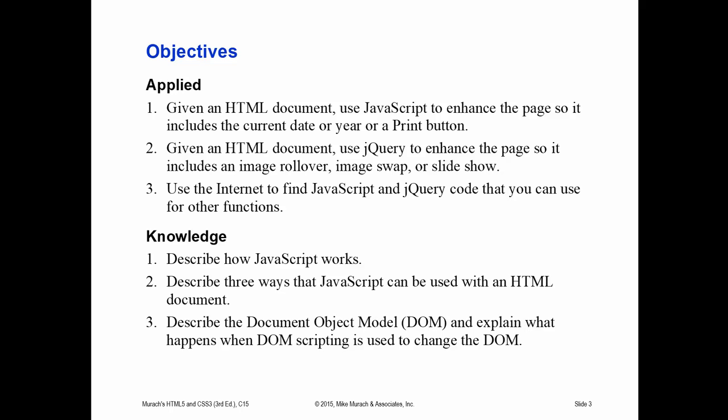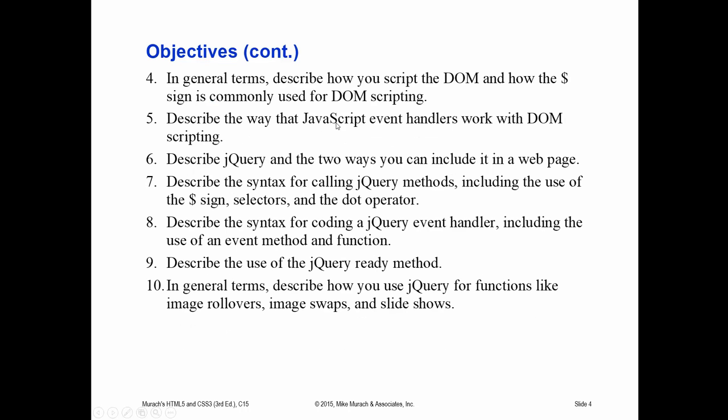Our knowledge objectives: describe how JavaScript works. Describe 3 ways that JavaScript can be used with an HTML document. Describe the DOM, or document object model, and explain what happens when DOM scripting is used to change the DOM. In general terms, describe how you script the DOM and how you use the $ sign in DOM scripting. Describe the way that JavaScript event handlers work with DOM scripting. Describe jQuery and the 2 ways you can include jQuery in a web page.